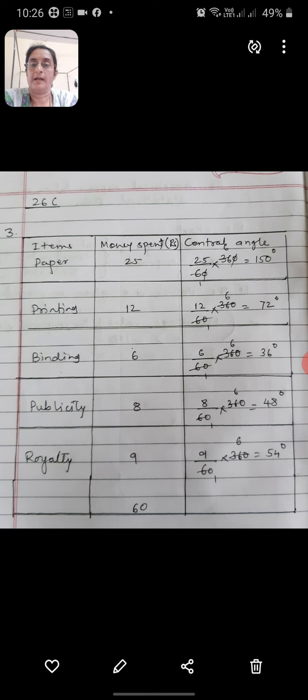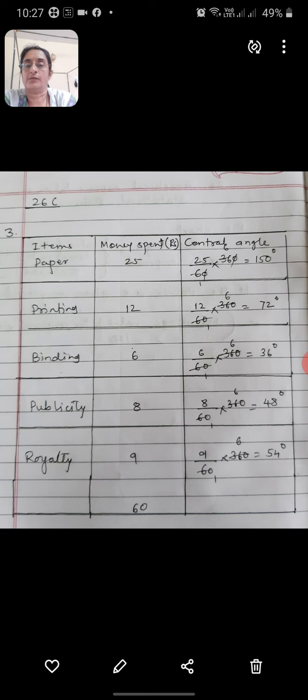Now we have to find out how we are going to put it on the graph paper, on a pie chart. Now we should know each one's central angle. Now for paper, how much angle we are going to show on the pie chart. So total value of these components is 60. 25 is for paper, so we do 25 divided by 60 into 360, because the central angle is 360 total. So when you do the calculation, you will get 150 degrees, that is the angle for paper.